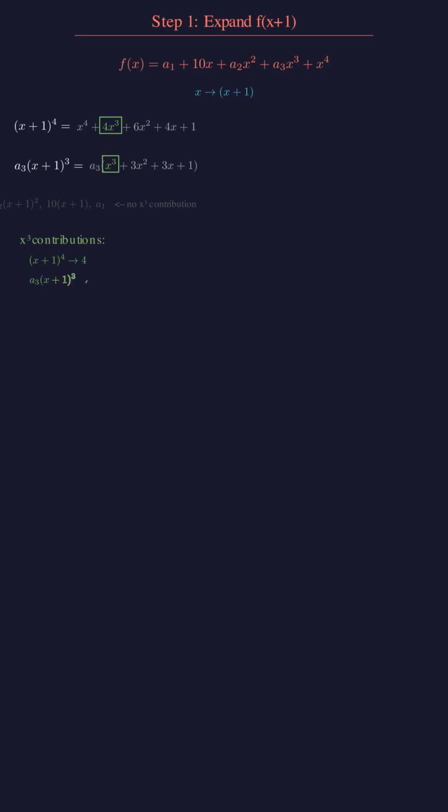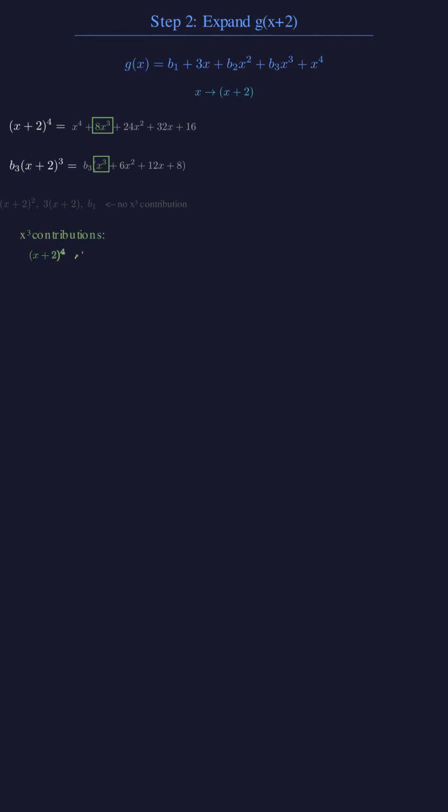Now we only care about the x cubed coefficient. From x plus 1 to the fourth, we get 4. From a3 times x plus 1 cubed, we get a3. The lower degree terms in f cannot produce x cubed, so the coefficient of x cubed in f of x plus 1 is 4 plus a3.